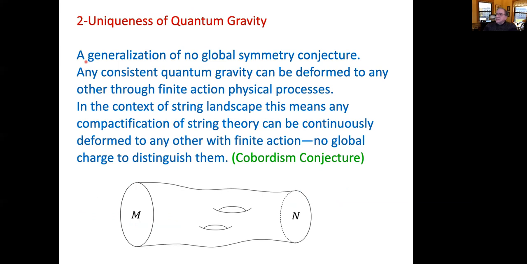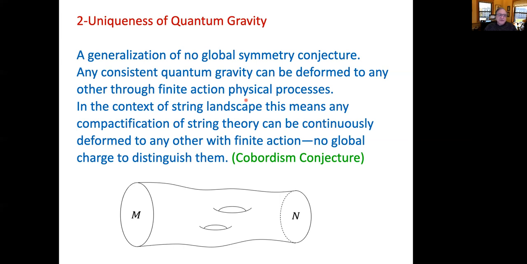So the second question is the uniqueness of quantum gravity. A generalization of the no global symmetries conjecture is that any consistent quantum gravity can be deformed to any other through a finite action physical process. Let me first explain physically what this statement means. Suppose somebody says, you know what, our universe is just one quantum gravity, it has SU(3) times SU(2) times U(1) and so forth. But I think there's another consistent quantum gravity with a gauge force SU(100) or whatever, and with a very different matter structure. Is there any way to access this other quantum gravity?